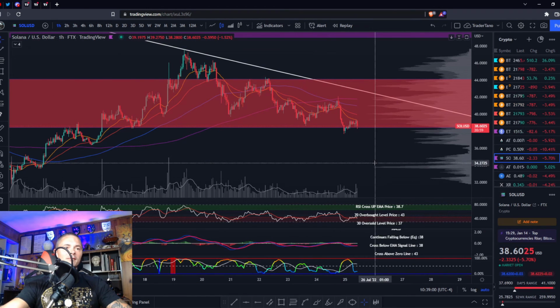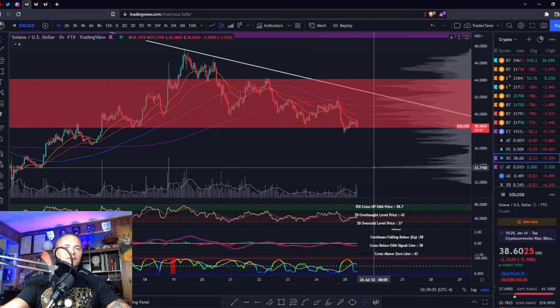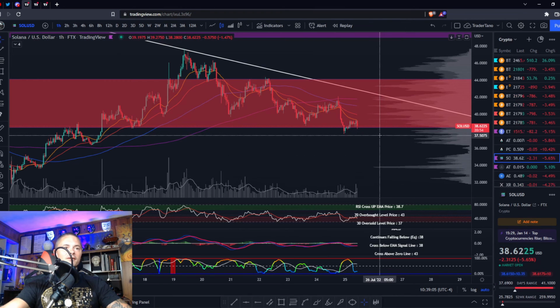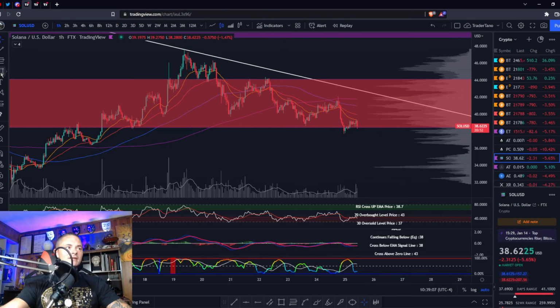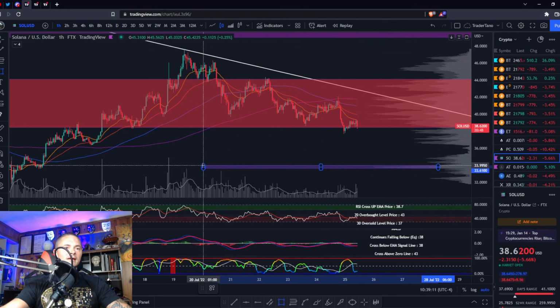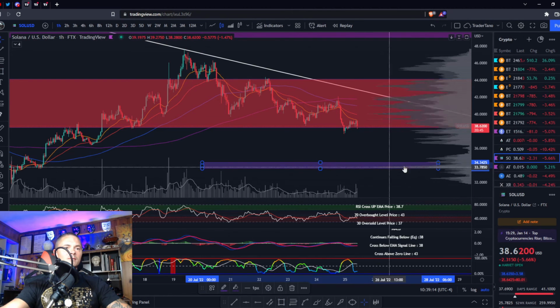If you do break the bottom of the range, I think you come all the way down to 33.75, 33.80. Let's go ahead and put a box there. This would be the level that I'd be looking at, somewhere in here.